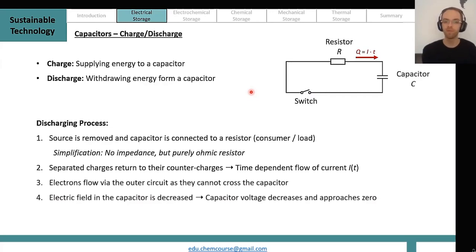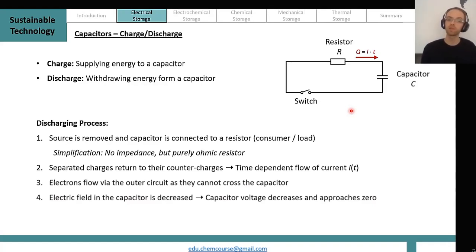Notice that I'm simplifying here. We're not using any impedance, but simply an ohmic resistor. So what happens now is that the separated charges in the capacitor return to their countercharges once you close the switch. Because here you have accumulated charges on one side, which might be positive here, and negative charges here. So they would like to reunite and equalize, so you have a neutral situation again. Once the switch is closed, the separated charges will return to their countercharges, leading to a flow of current because you have moving charges.